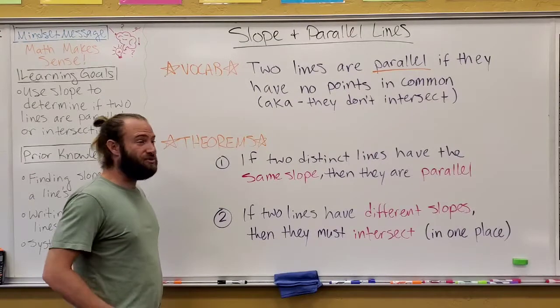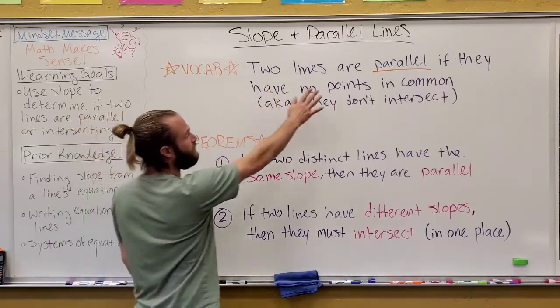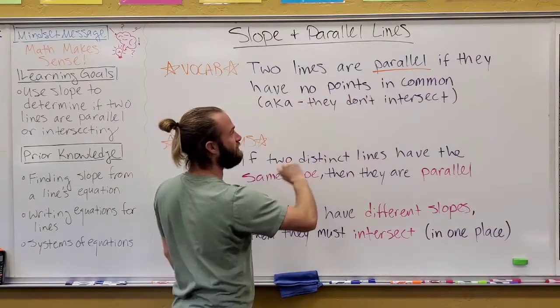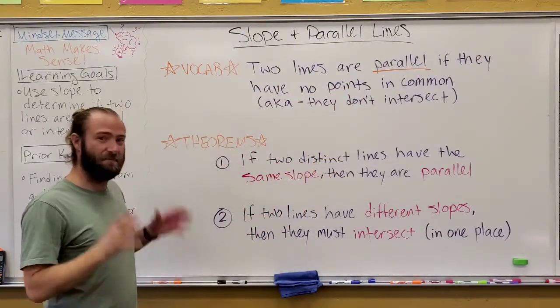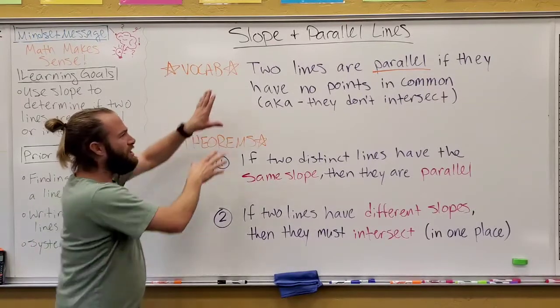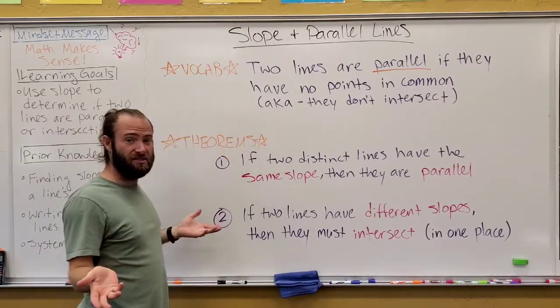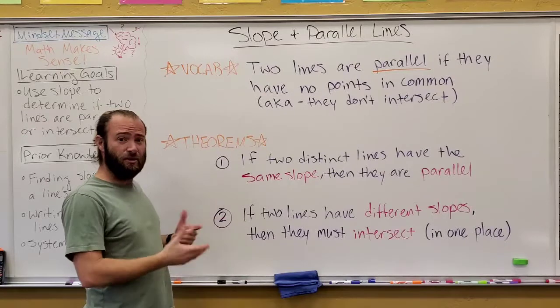So this brings us to an official definition today. Two lines are parallel if they have no points in common, and we know this also means that they don't intersect. That's the main definition of parallel. Now, this definition has some consequences based on our study of lines and slopes recently.